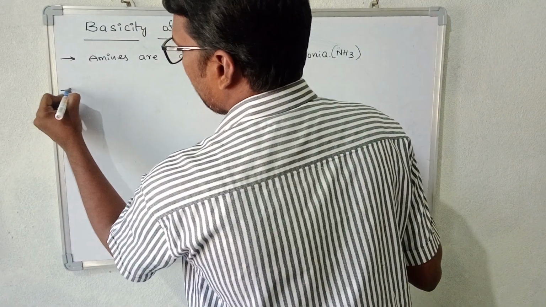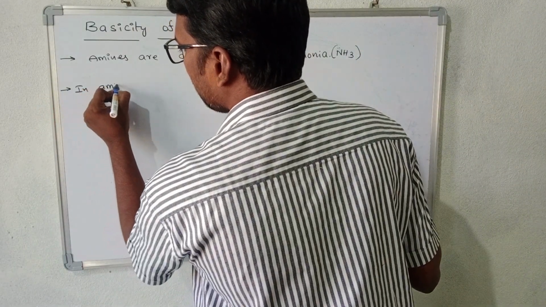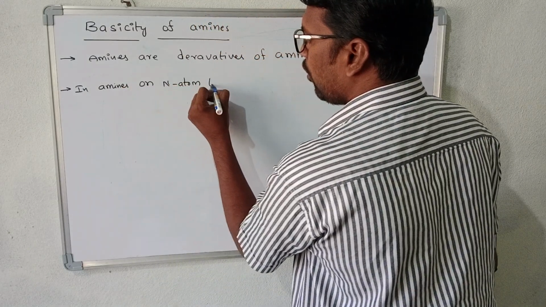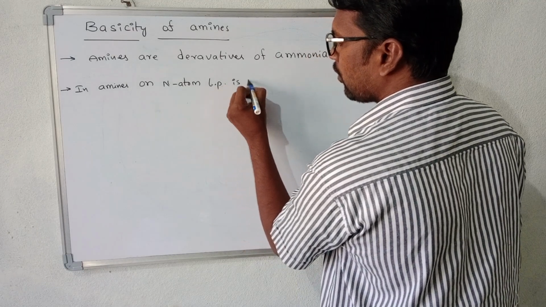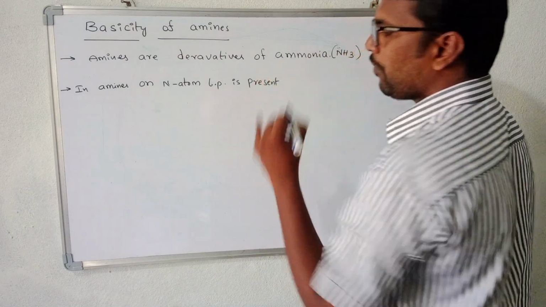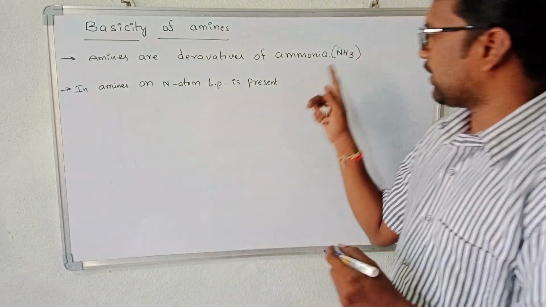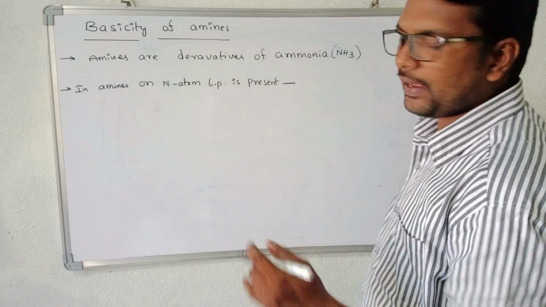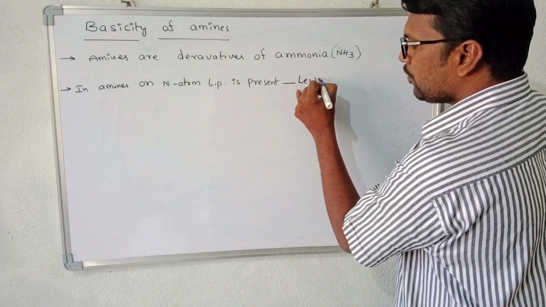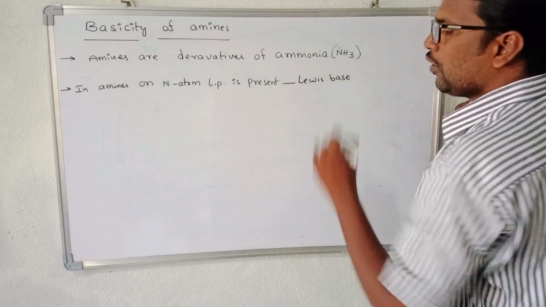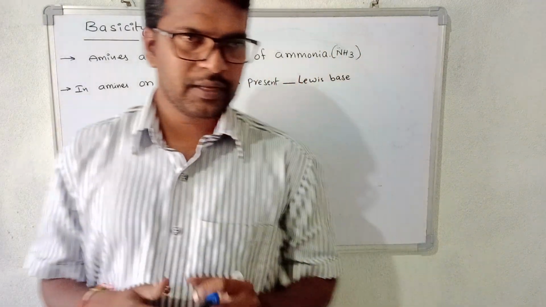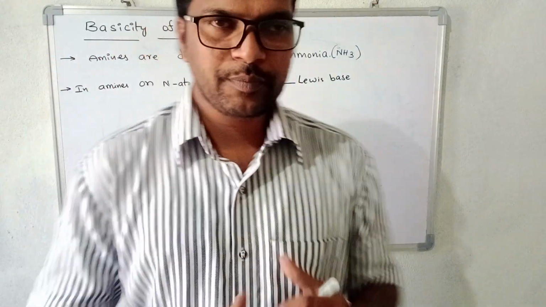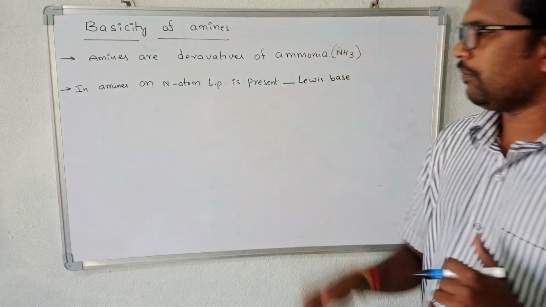Now you see in amines, on the nitrogen atom a lone pair is present. On nitrogen, a lone pair is present. Due to the presence of the lone pair, it can act as a Lewis base. Here, Lewis base means an electron pair donor. So on the nitrogen atom one lone pair is present, and that lone pair can be donated by amines.